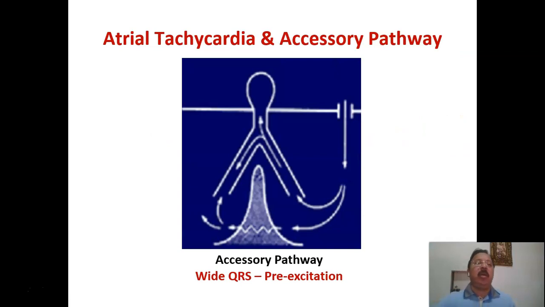So first, atrial tachycardia and accessory pathway. Sometimes the impulse originates from the atria, then it follows accessory pathways and reaches the myocardium. As this is the non-specialized conduction area, the QRS complex becomes wide as it travels across the ventricles, and then it goes back in the retrograde fashion to the AV node and then makes a loop.